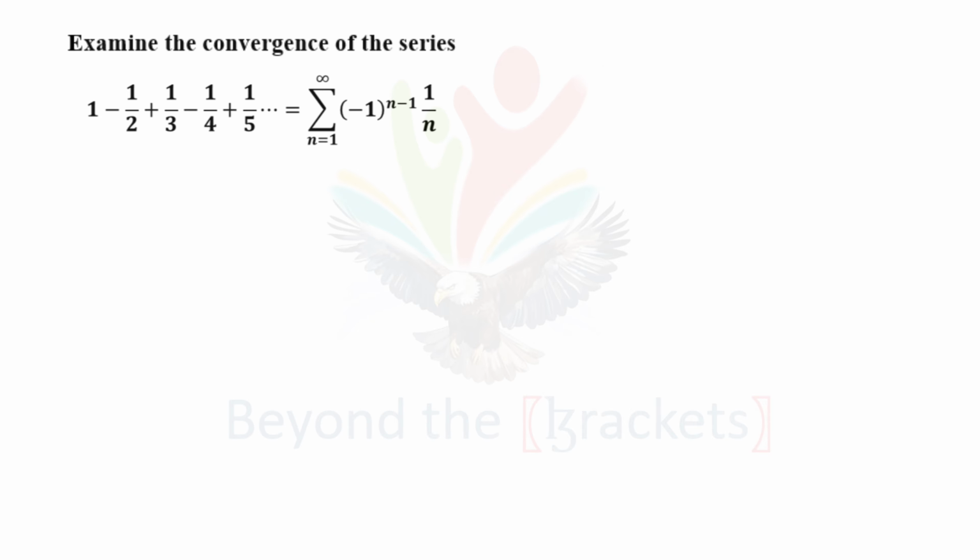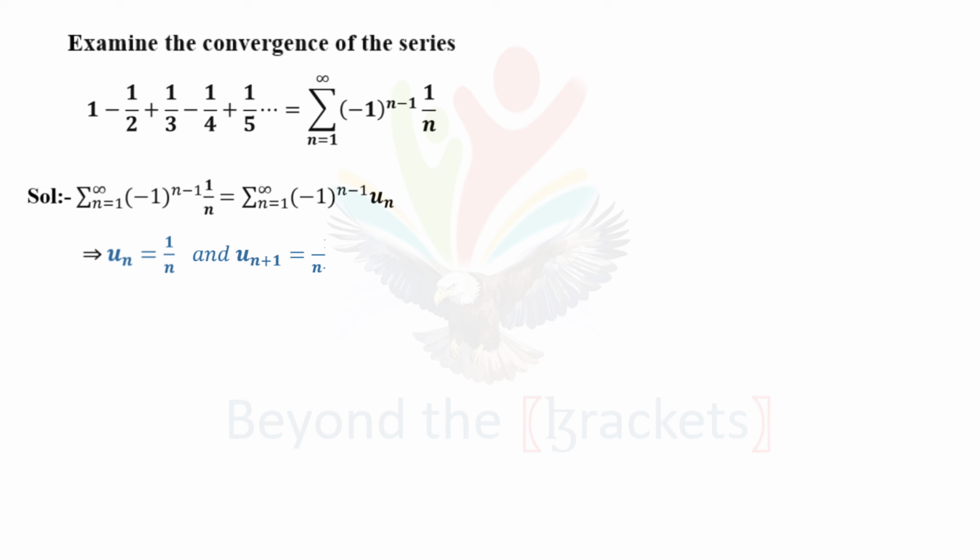The question asks us to examine the convergence of the given series. The general term is given by (minus 1) power n minus 1 un. Here un will be equal to 1 by n. To get the value of un plus 1, replace n with n plus 1. We get un plus 1 is equal to 1 by n plus 1. Here the numerators of both the terms are same, whereas the denominator of un plus 1 is greater than the denominator of un. That means un plus 1 will be less than un.